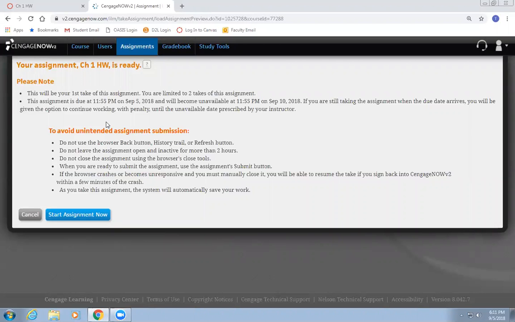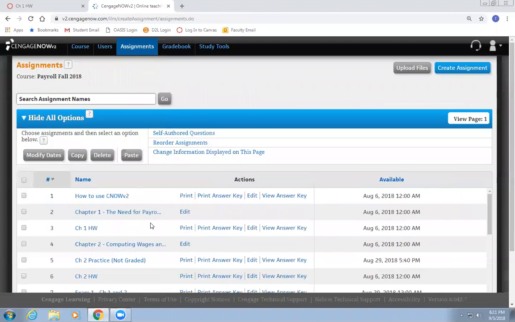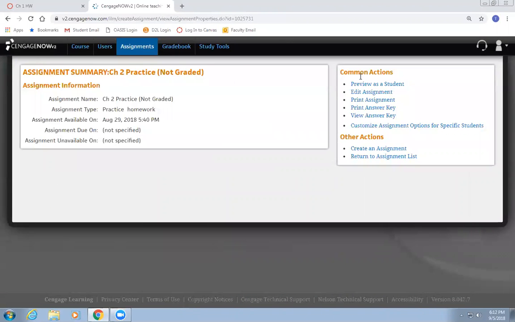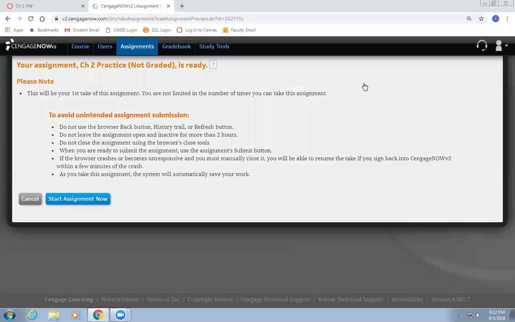So if you're logged into Cengage now, version 2, if you go and click on assignments, I know your list looks different than mine, but you should see a chapter 2 practice, not graded. You may have to click all assignments to see it. I know mine looks much different than yours. So if you go to the assignments tab and then click on show all assignments, you should find a chapter 2 practice. Go ahead and click on that and start that.